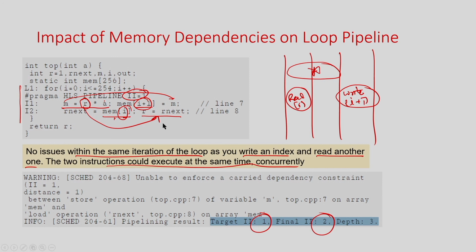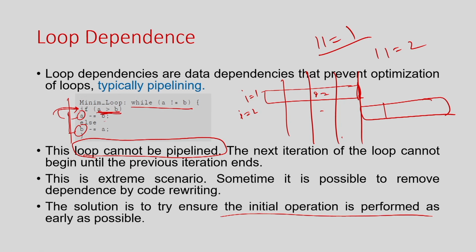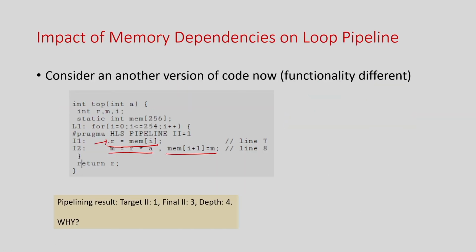So that means there is no dependency within the loop between this R and this R. But here, since I am reading this first and then using it, a dependency comes in. So how will it look?